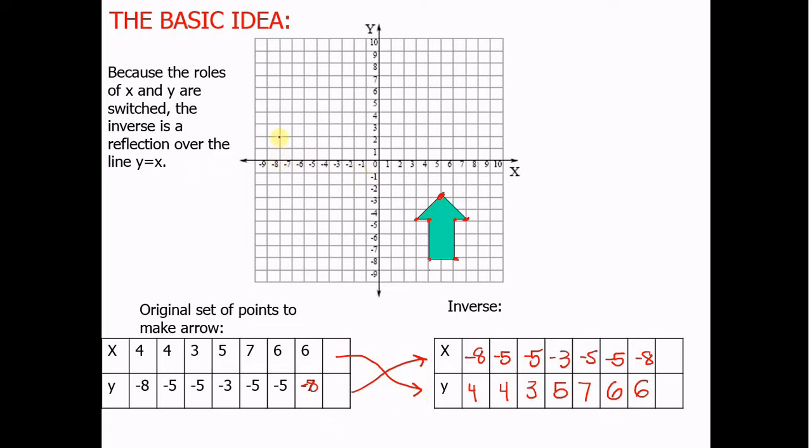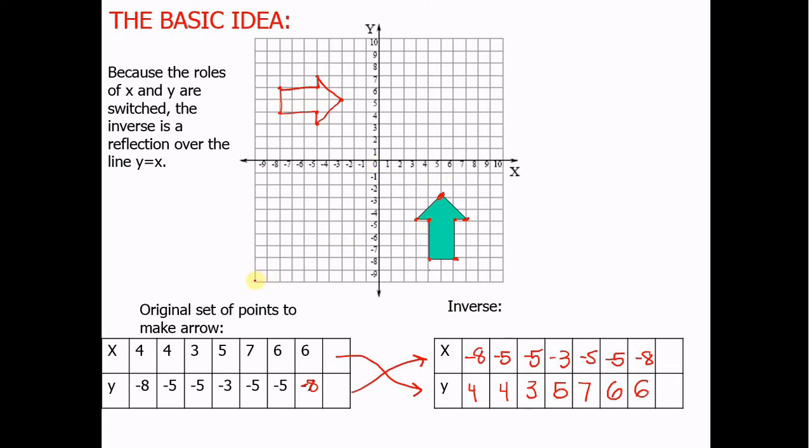-8, 4, -5, 4, -5, 3, -3, 5. It's the point of my arrow right there. -5, 7, -5, 6. And -8, 6. So if I draw in my arrow here, look how my arrow turned.